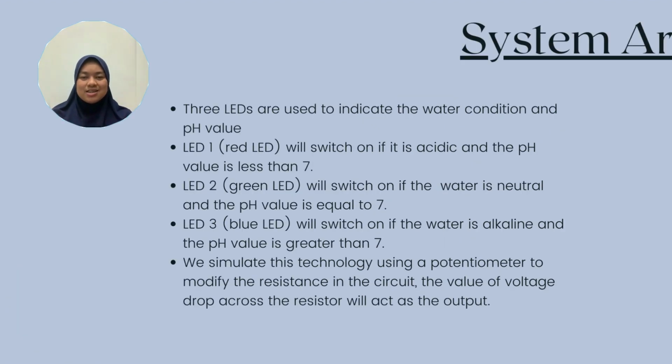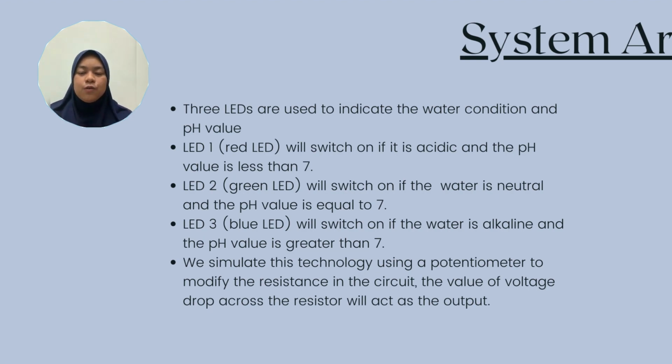I will present the system architecture and the software flowchart of our project. For our project, we are using 3 LEDs with different colors to indicate the pH value of the water. The first LED, with the color red, will switch on when the water is acidic and the pH value is less than 7. The second LED, with green color, will switch on when the water is neutral and the pH value is equal to 7. The third LED, blue LED, will switch on when the water is alkaline and the pH value is greater than 7.